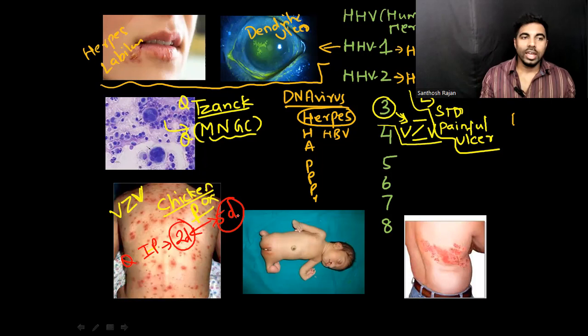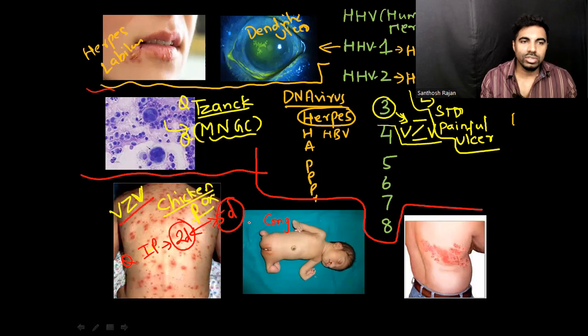What is this picture? They can give you this picture and tell you to identify it. This is also chickenpox. This is congenital varicella syndrome. Everything we are talking about now is for chickenpox; this is a separate one. We are talking about varicella HHV3, the varicella zoster virus. Congenital varicella syndrome.